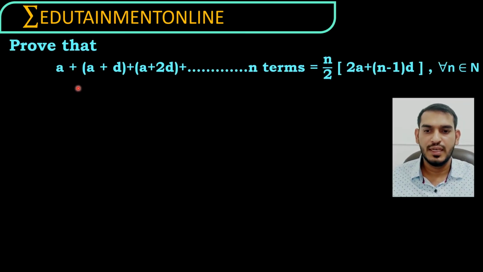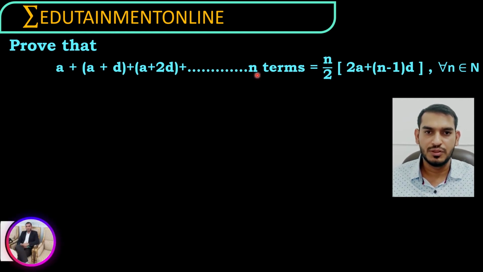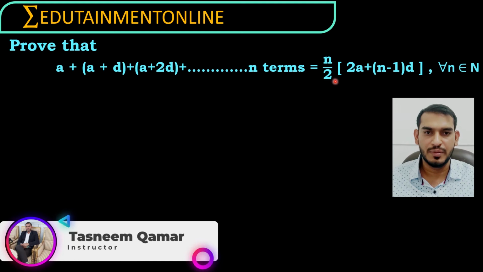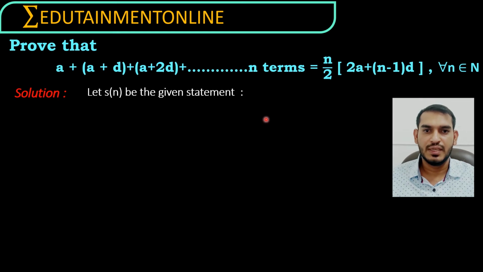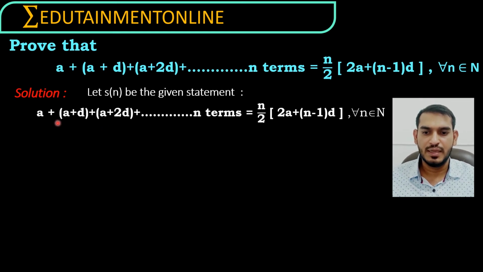Prove that a plus d plus a plus 2d and so on up to n terms is equal to n by 2 into 2a plus n minus 1 into d. So let S of n be the given statement, which is a plus d plus a plus 2d and so on up to n terms.